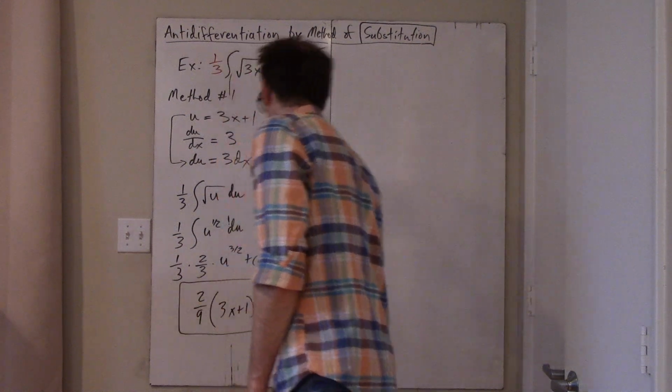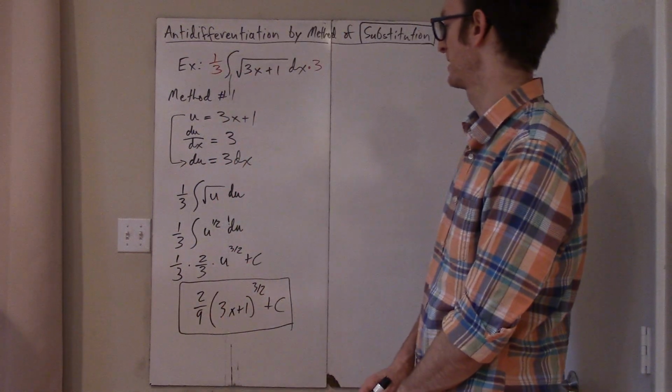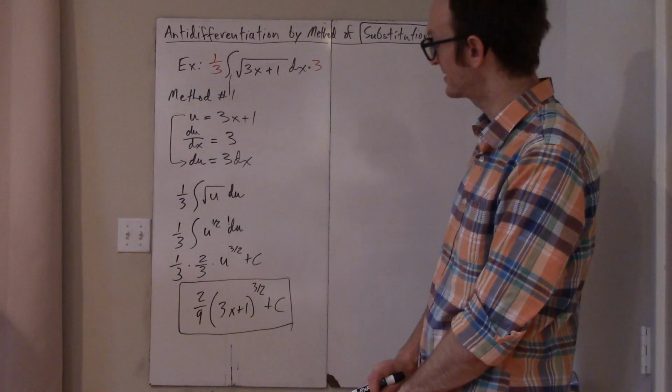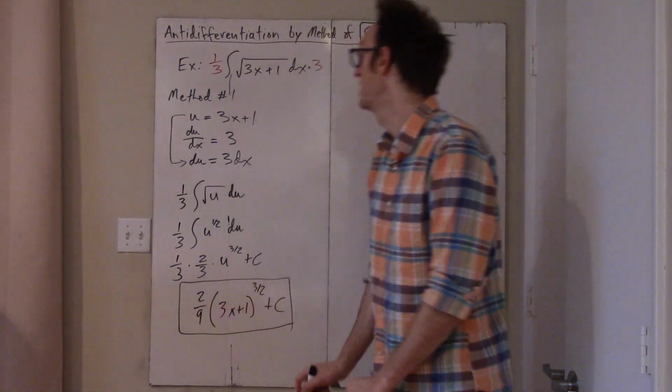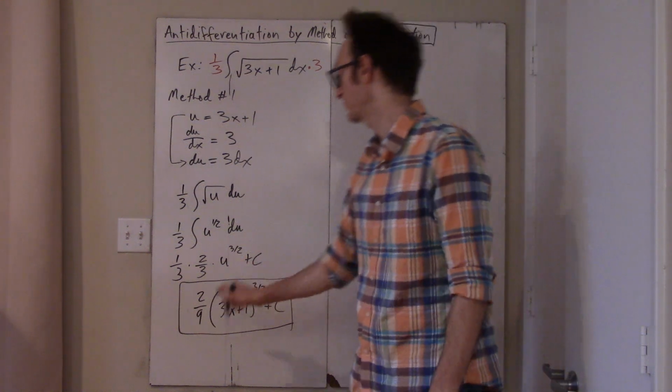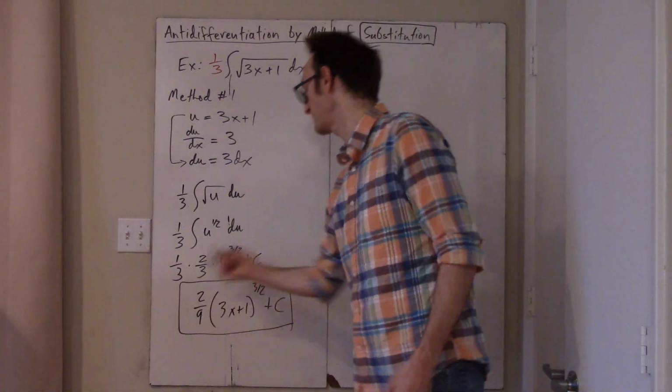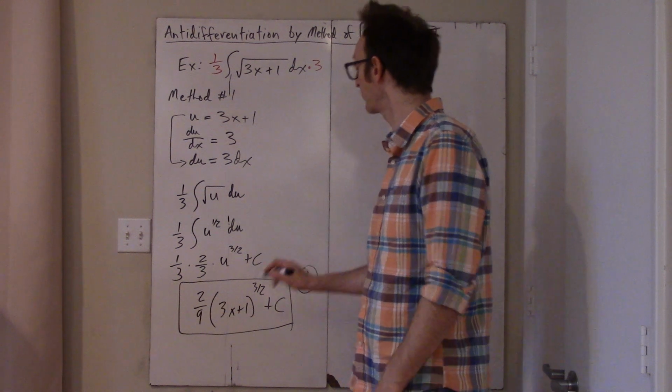And if you're confident in the chain rule, you can almost just do this in your head and double check it. Let's see, 3/2 times 2/9 would be 1/3. 3x plus 1 to the 1/2, back inside 3, there it is. Okay, so that's definitely right.